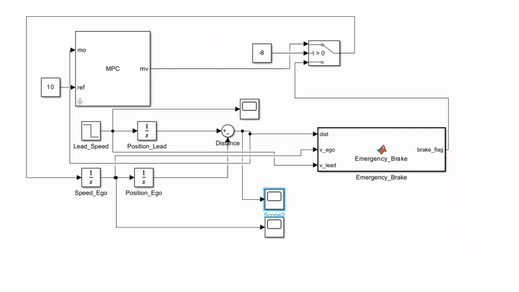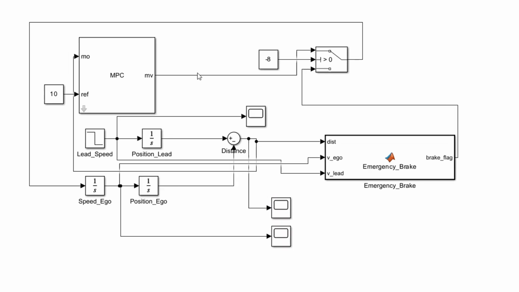Model predictive control is chosen because it can anticipate future behavior by predicting system states over a finite horizon. At each step, the MPC computes an optimal acceleration command that attempts to maintain the desired inter-vehicle distance while respecting acceleration and braking constraints.